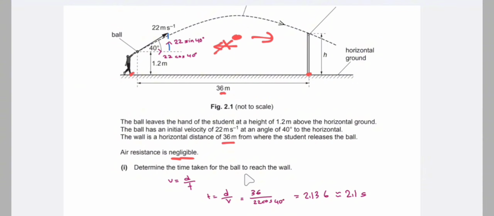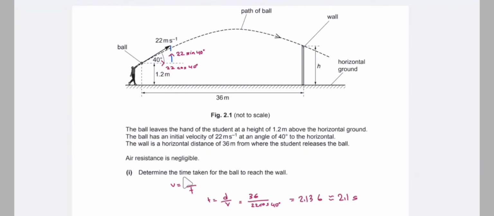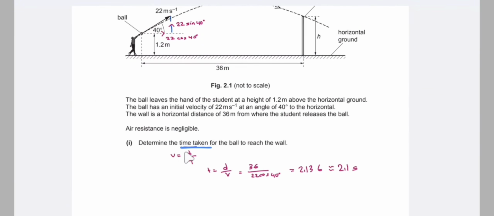Determine the time taken for the ball to reach the wall. So we need to find the value of time for the ball to reach the wall. To find the time, we know the value of velocity and we know the distance. So we can use the formula velocity is equal to displacement by time. So the value of time is equal to displacement by velocity.